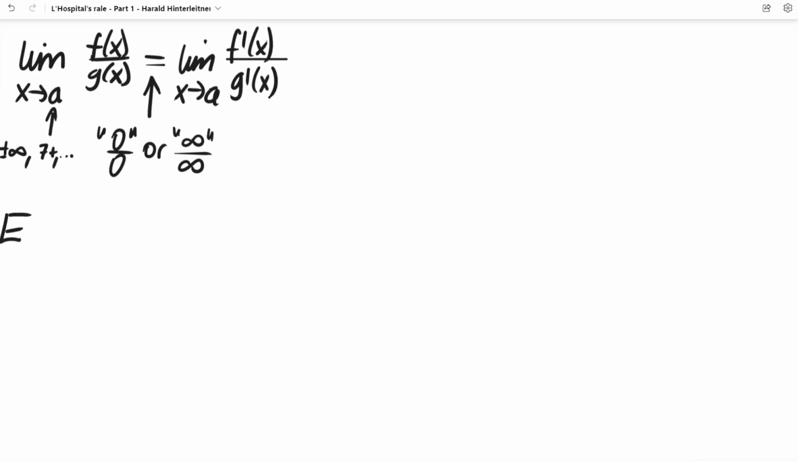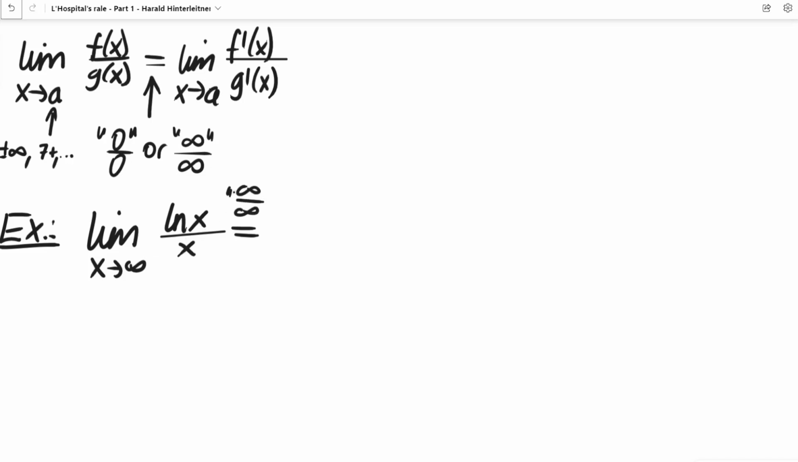So we demonstrate this rule by using a very simple introductory example. We want to compute the limit of ln x divided by x. So first you plug in for x is infinity, and you see ln of infinity is infinity divided by infinity. So we have this so-called indeterminate expression. So the assumption for L'Hopital's rule is fulfilled.